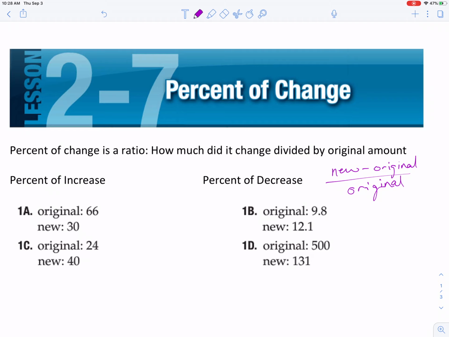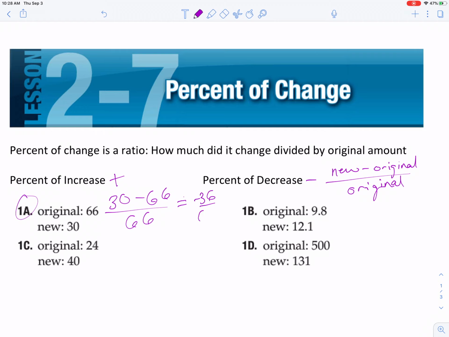So if it's a percent of increase, it's going to be a positive percent. Percent of decrease is going to have a negative percent. So let's try 1A here. The new is 30. The original is 66. I'll be dividing by 66. So if we do 30 minus 66, that's going to be negative 36.